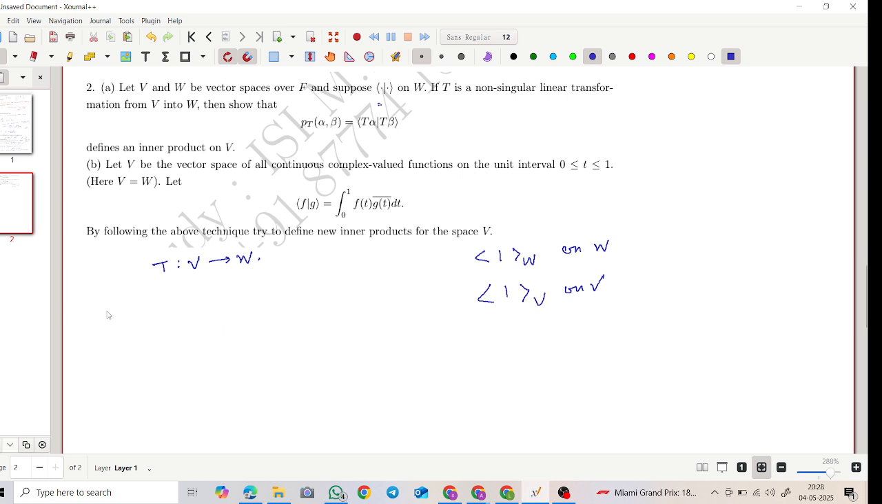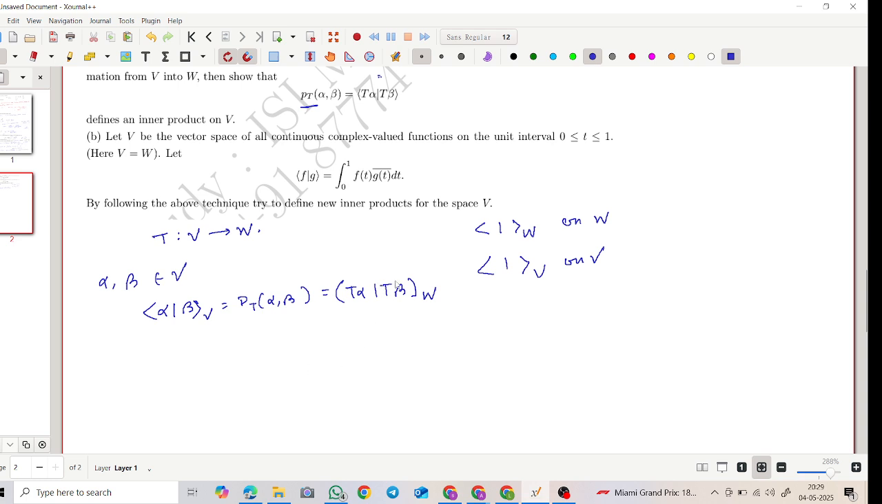So what we do is you take alpha and beta belonging to V, and you define the inner product of alpha and beta in V, which they have given this notation, to be T alpha inner product T beta in W. You see, alpha and beta were in V, so T alpha and T beta are in W, where there is already an inner product defined. So you are taking the help of that inner product to define the inner product in the domain.